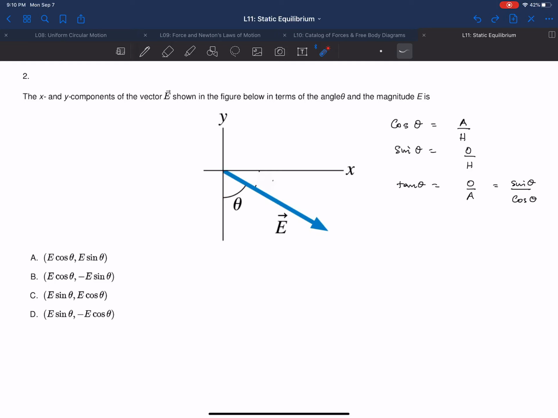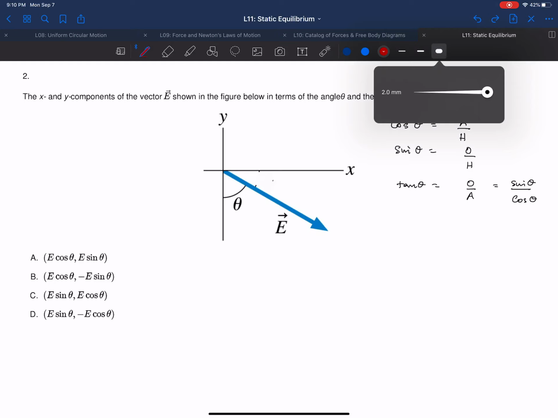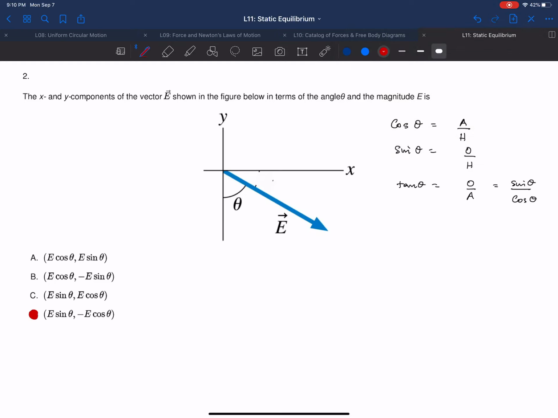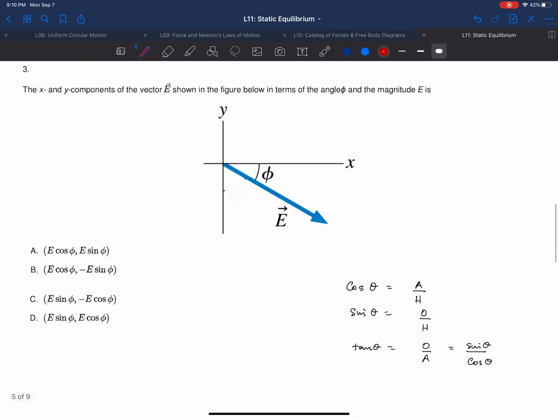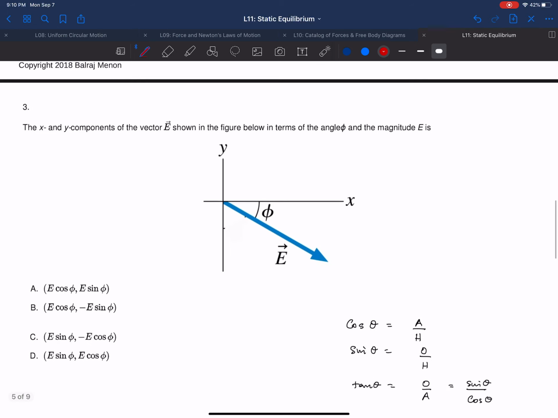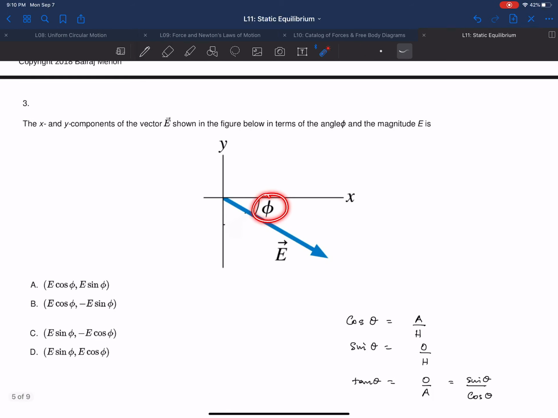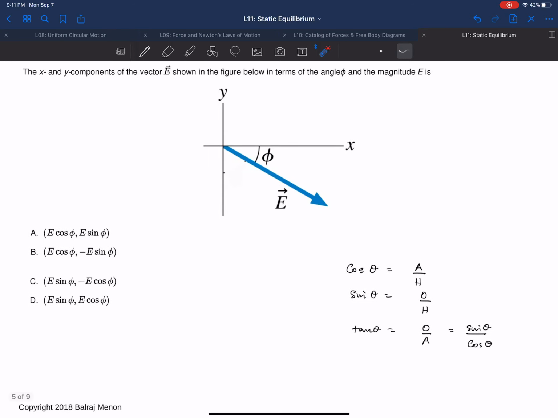So the answer here is d e sine theta for the x component, negative e cosine theta for the y component. And finally, if you were working with this angle, which is a complement of this one, so if you were given this angle and you had to write the x and y components, the x component would be cosine phi, y component negative sine phi.